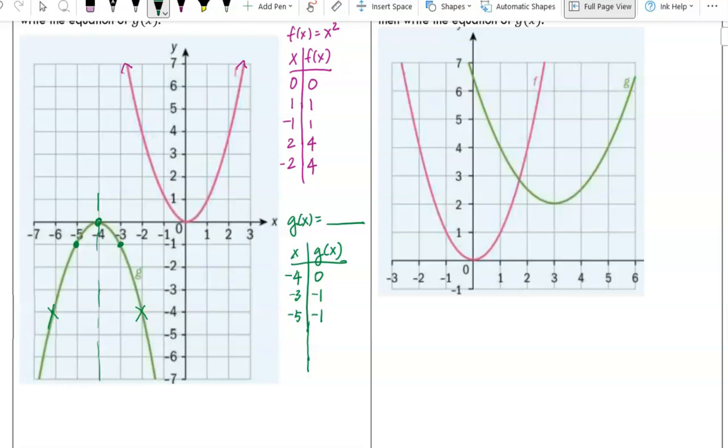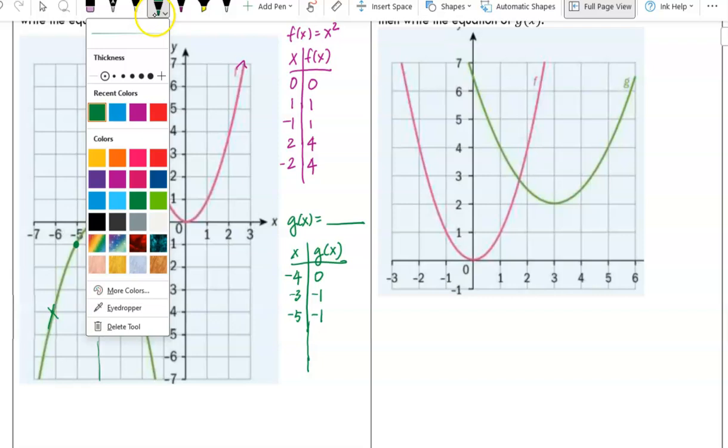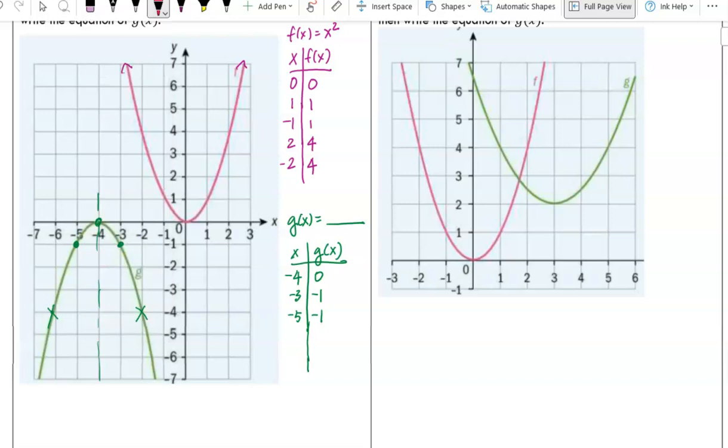From the vertex, you can figure out, I'm going to use a different color, where's my hot pink? Okay, I think that's my hot pink. You can figure out that in order to get from 0 to negative 4, I had to take x's and subtract 4.